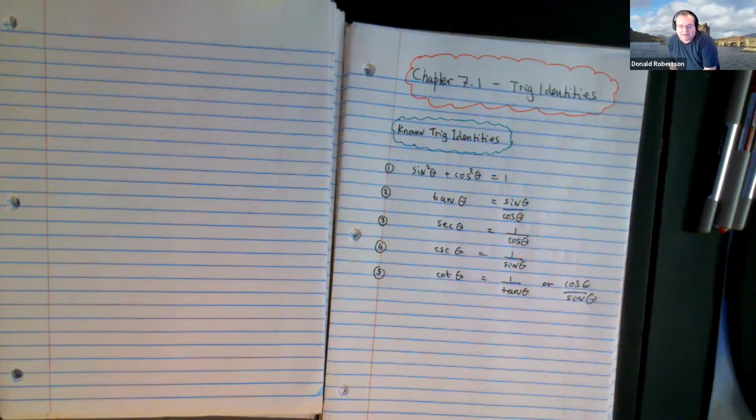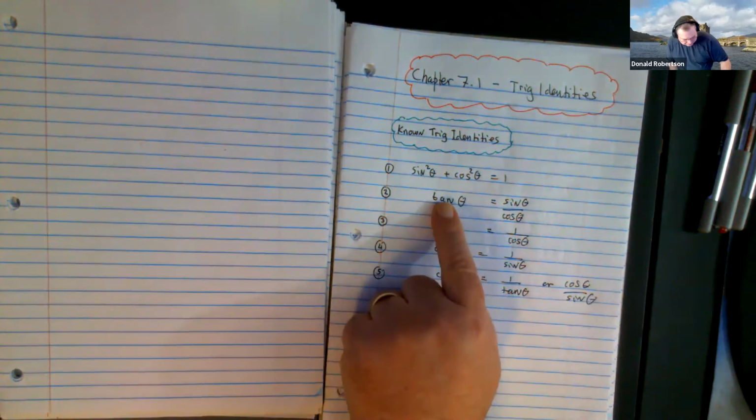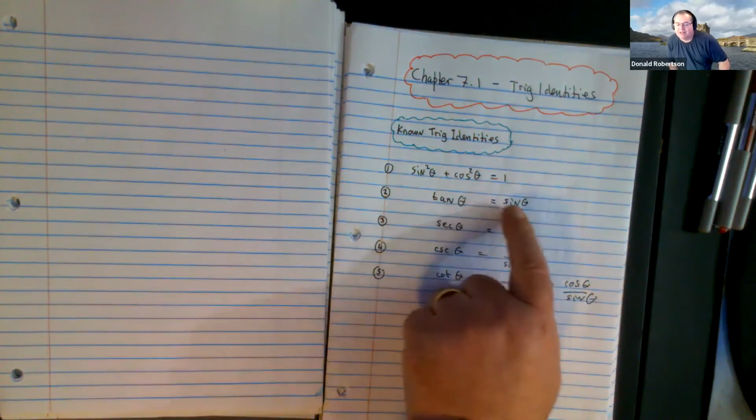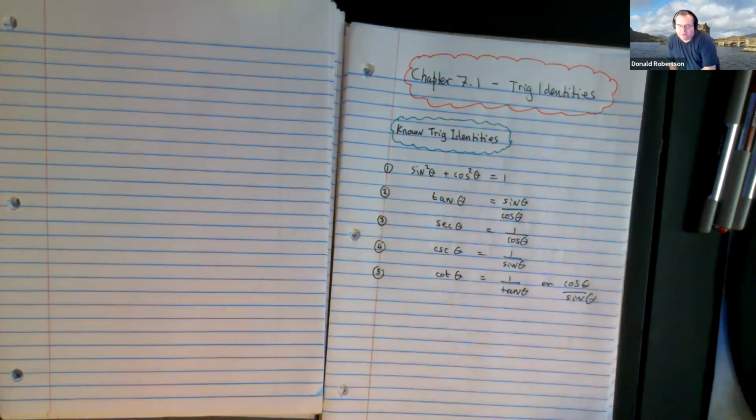These are identities, trig identities. What that says is that this is exactly the same value as that. They are equivalent. They are identical identities. And what we're going to be doing is we're going to use trig identities to simplify trig expressions.